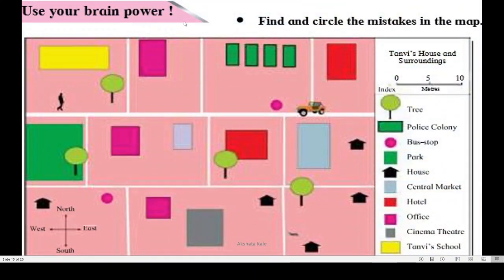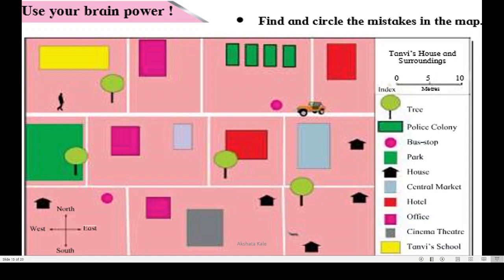Use your brain power. Again, sketch and map. This is a map, isn't it? Tanvi's house and surroundings. This is a map. Find and circle the mistakes in the map. Okay, there are some mistakes in the map. You know about the map, how the map should be, and what is there in the map. Only the permanent things, temporary things we cannot show on the map, isn't it? You know that, right? Like moving objects, we can't show.